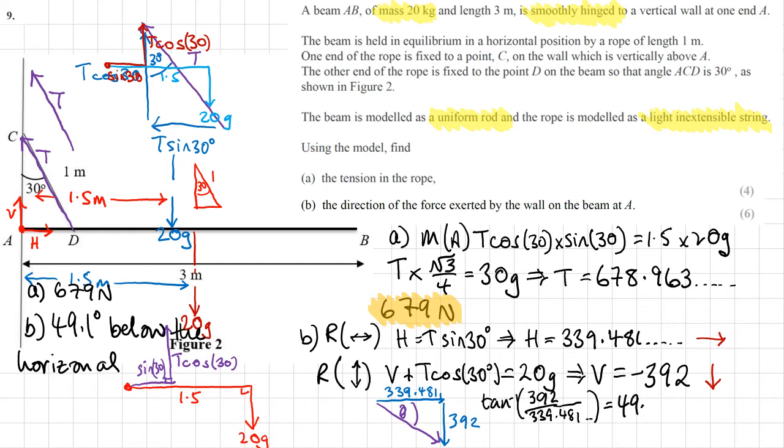49.1 degrees. Now I need to say where I'm measuring that from. So that is measured below the horizontal. So it's 49.1 degrees, or you could call it 49 degrees below the horizontal. So don't just say an angle, you need to state where you've measured it from, because somebody else might measure that angle from the vertical. So here we go.